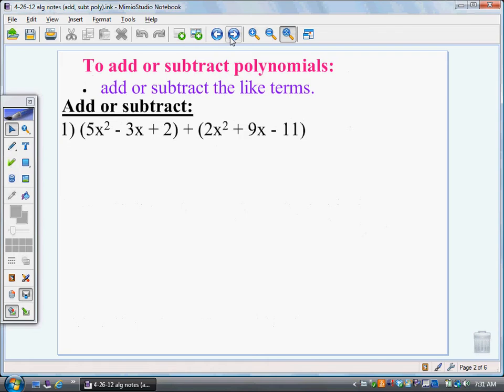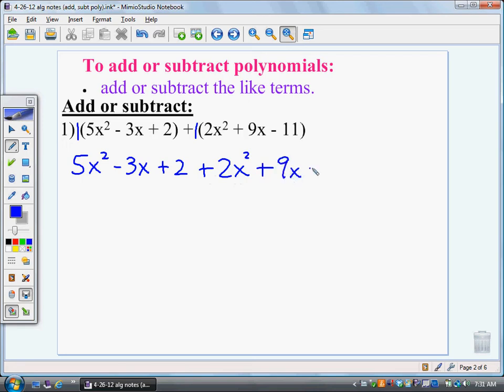And now we're going to talk about adding and subtracting polynomials. When you add and subtract polynomials, all you really do is add or subtract the like terms. So in this first problem, we have two trinomials that need to be added, and since I have my parentheses, I can get rid of them. Basically what you do is think of what number is out in front. That would be a 1, since the plus sign is positive 1. So if you distribute the 1, you have 5x squared minus 3x plus 2 plus 2x squared plus 9x minus 11. And we have our 6 terms there.